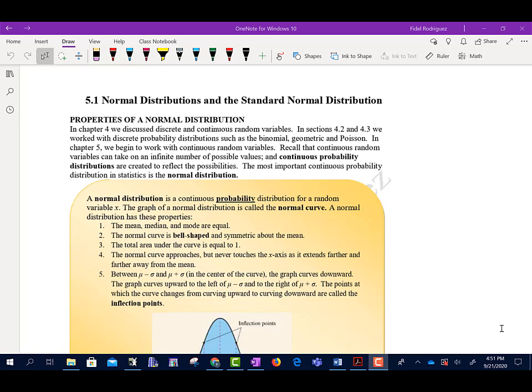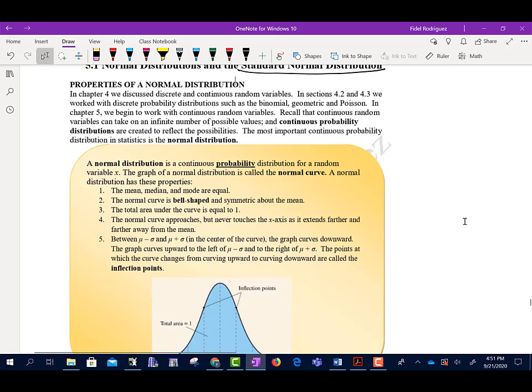Section 5.1 talks about normal distributions and something that we're going to call the standard normal distribution. So, properties of a normal distribution. In Chapter 4, we discuss discrete and continuous random variables. In 4.2 and 4.3, we worked with discrete probability distributions like the binomial, geometric, and Poisson. And in Chapter 5, we're going to begin to work with continuous random variables. Recall that a continuous random variable can take on an infinite number of possible values, and continuous probability distributions are created to reflect those possibilities.